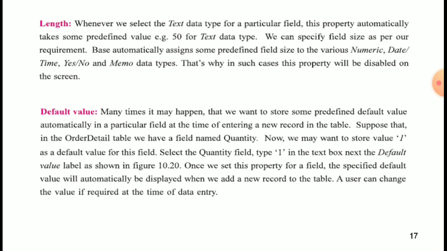Next is default value. Many times we want to store some predefined default value automatically in a particular field at the time of entering a new record in the table. Suppose that in the order details table we have a field named quantity. Now we may want to store the value 1 as a default value for this field. Select the quantity field and type 1 in the text box next to the default value label, as shown in figure 10.20. Once we set this property for a field, the specified default value will automatically be displayed when we add a new record to the table. A user can change the value if required at the time of data entry. So that is default value.